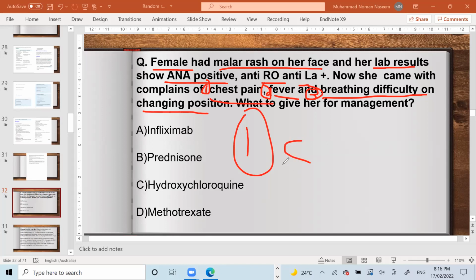SLE. Very good, Dr. Yash. Very good, Dr. Sidra. Very good, Dr. Shiraz. Dr. Liba. Very good. So she's having SLE. But now she's having chest pain, fever, and pain in breathing when she changed position. This triad is typical for which disease, which is the complication of the SLE?